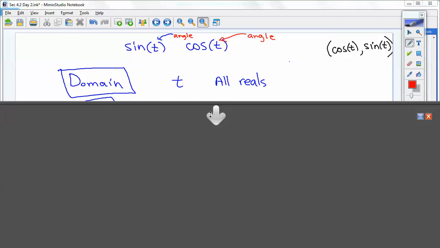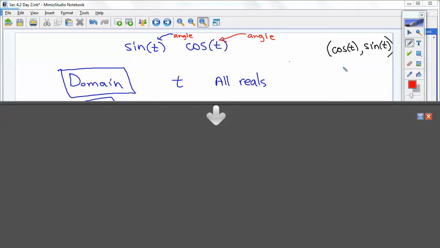The range, well, you tell me. Think of the unit circle, and let's just take cosine. Cosine is the x-coordinate. What's the smallest? Look at the unit circle now. The unit circle, right? The x-coordinate on the unit circle is cosine. What's the littlest cosine can be?